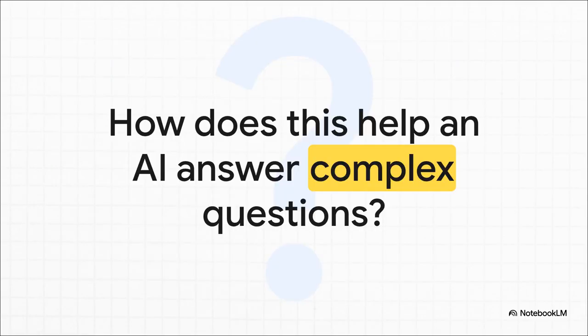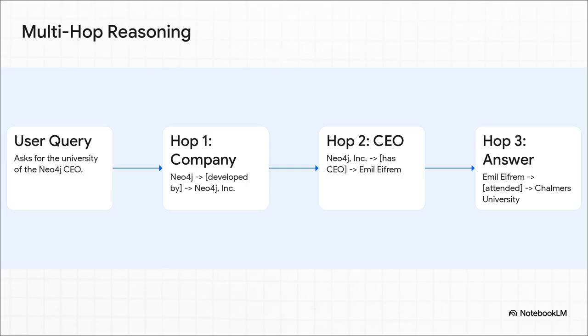But okay, so we've got this web of facts. How does that actually help an AI answer a question that's kind of tricky? Because it's not just about looking up one isolated fact. It's about seeing how all the dots connect. And this is where the magic really happens. It's a process called multi-hop reasoning.